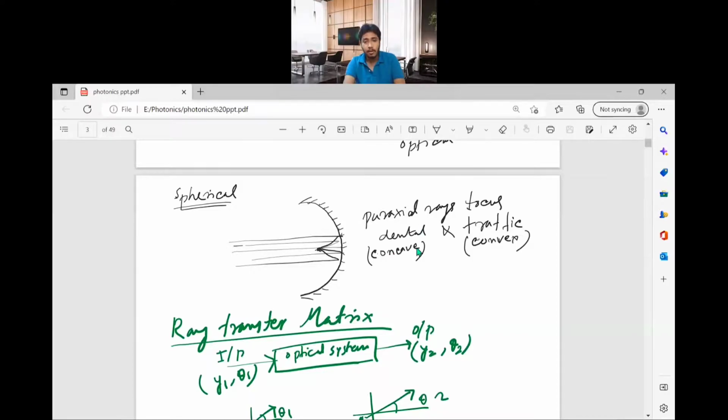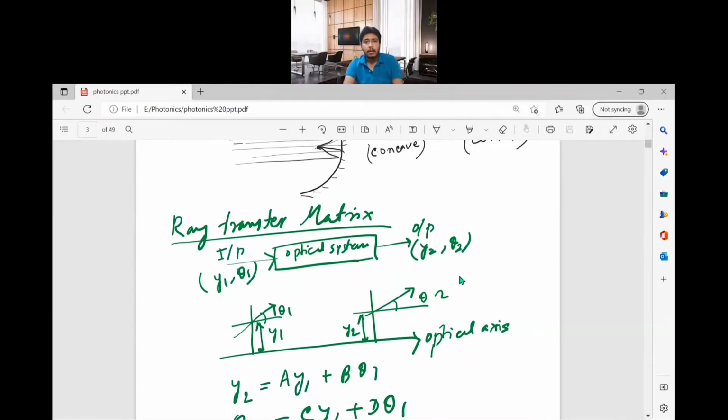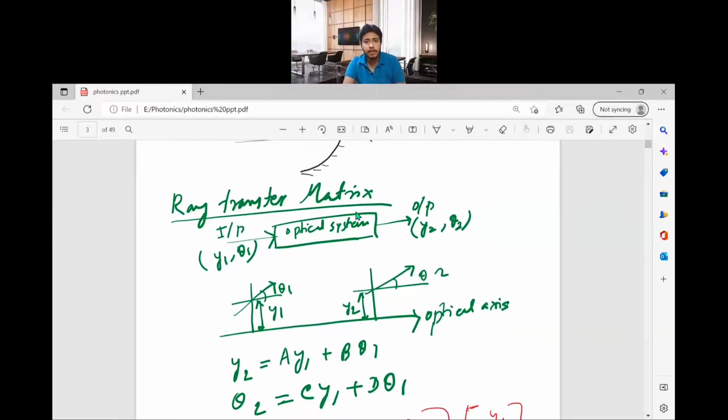It can be used for dental purposes as a concave mirror, and also for traffic purposes. There is the convex mirror, so you can see those mirrors on the road also. So these are the mirrors we have studied, and the next topic is the ray transfer matrix.